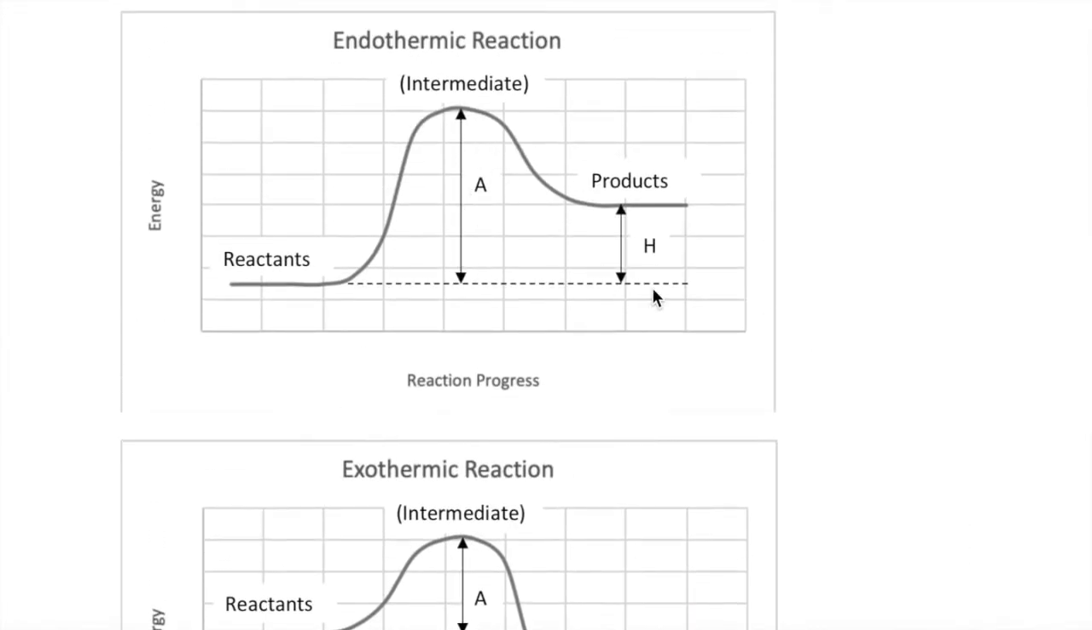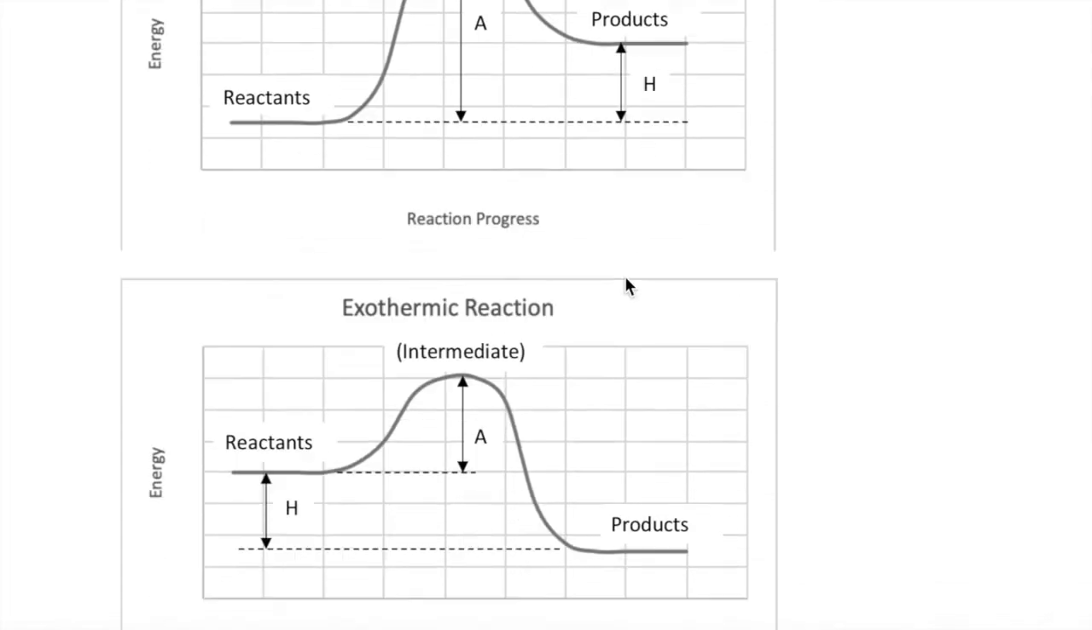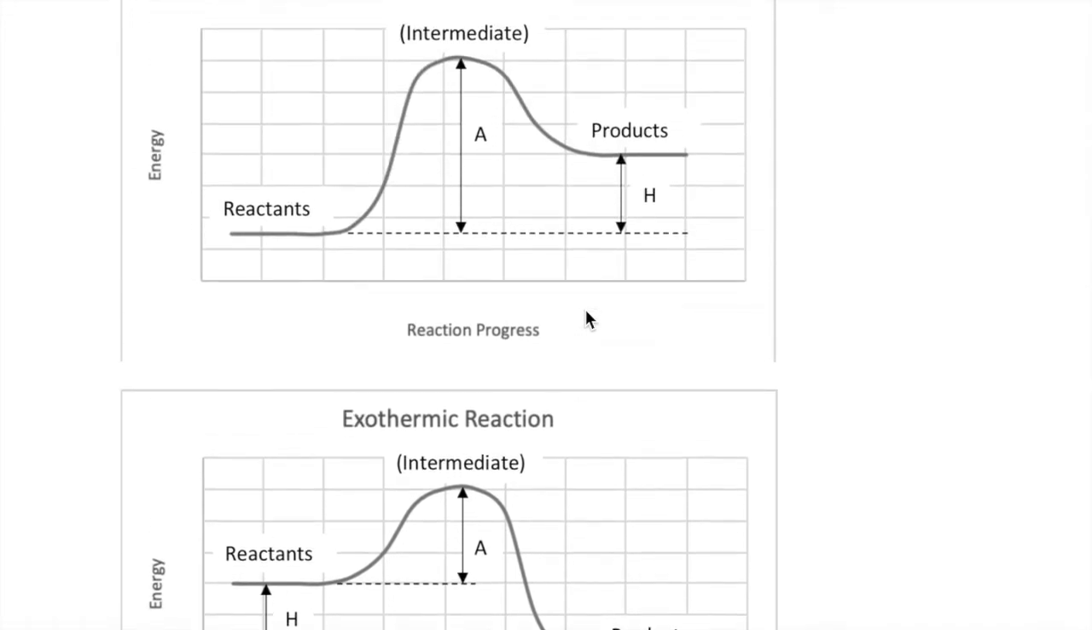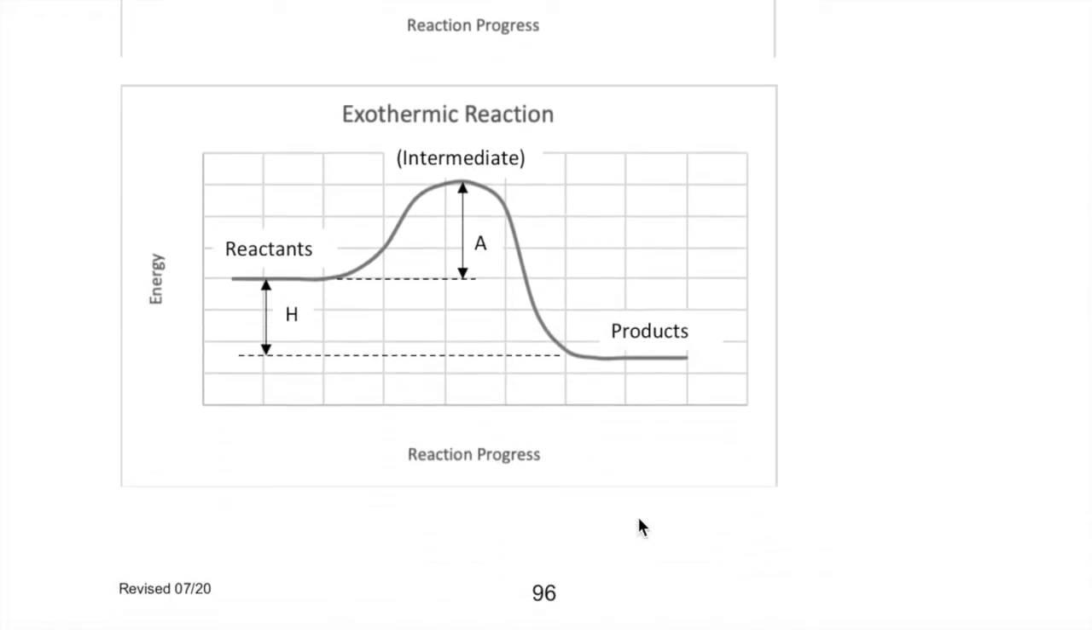And I labeled this ΔH because this is the change in enthalpy that can be positive or negative. And I labeled this one Ea because this can be known as the activation energy. So the energy needed to get over that initial hump or barrier. So here we have quite a large one, and here we have a smaller one. And so we might expect this one with a smaller activation energy to proceed a little bit more quickly.